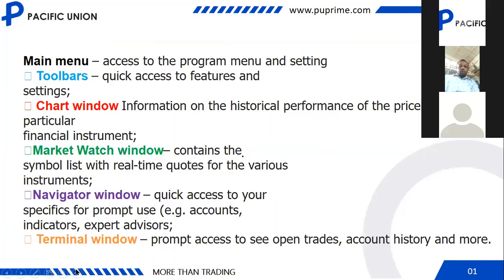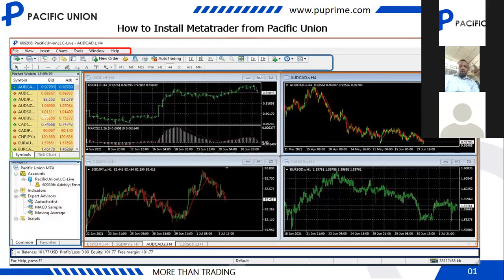So let's move on. And you have the terminal window, which shows your trades that you have opened and the historical events which have taken place on that particular account. It also shows the news that is being dropped on every MetaTrader trading platform. So this is where your terminal window is, at the low bottom.